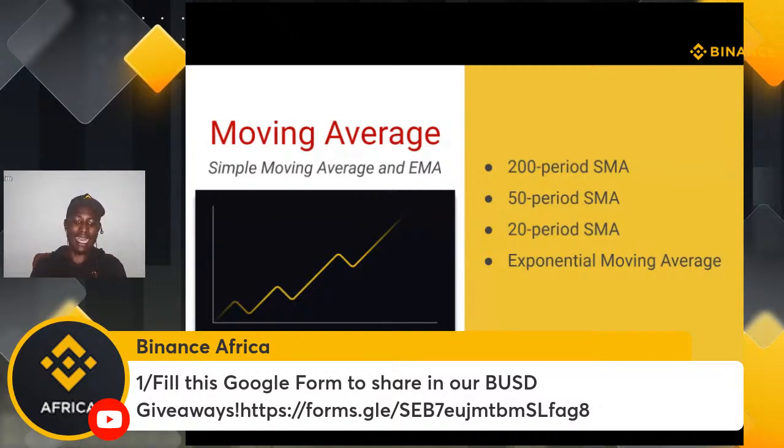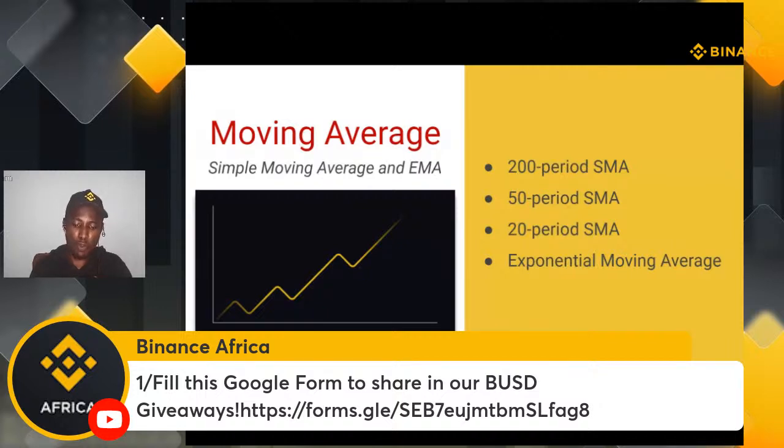Moving average indicators are based on past price data. Therefore, they are lagging indicators. A moving average smooths out price action by filtering out market noise and giving the direction of the trend. So it is one of the most used indicators by crypto traders. The two most commonly used moving averages are the simple moving average, also called MA for short, and the exponential moving average.